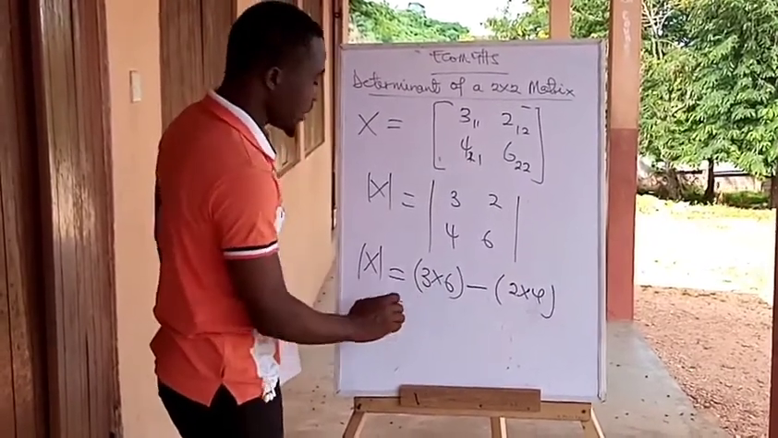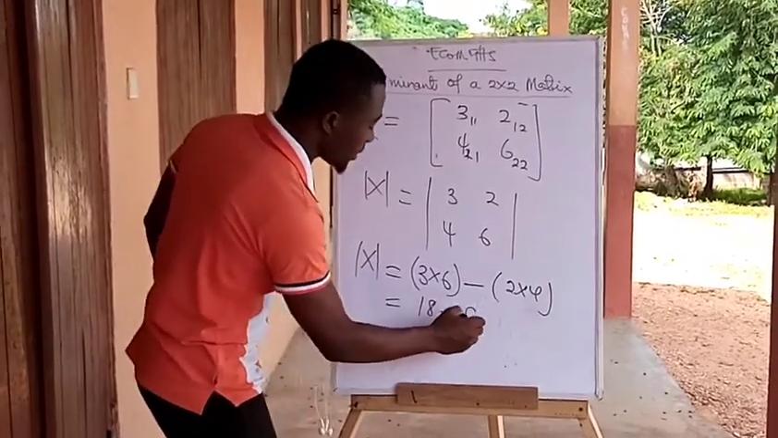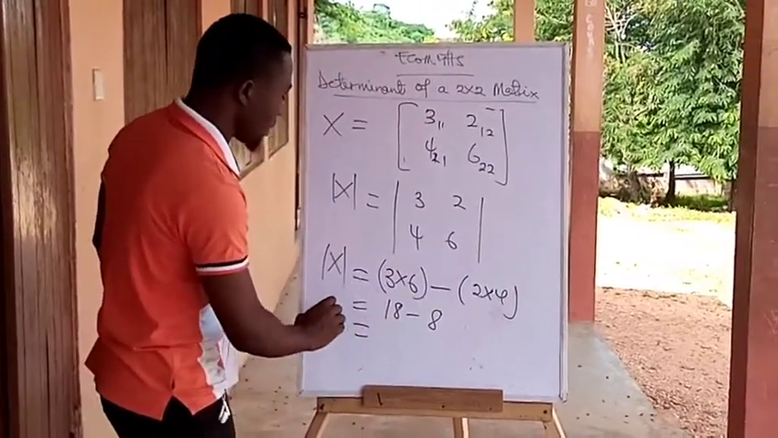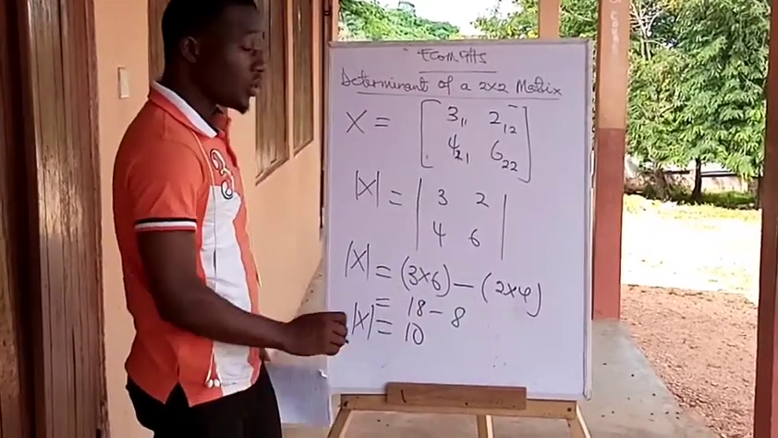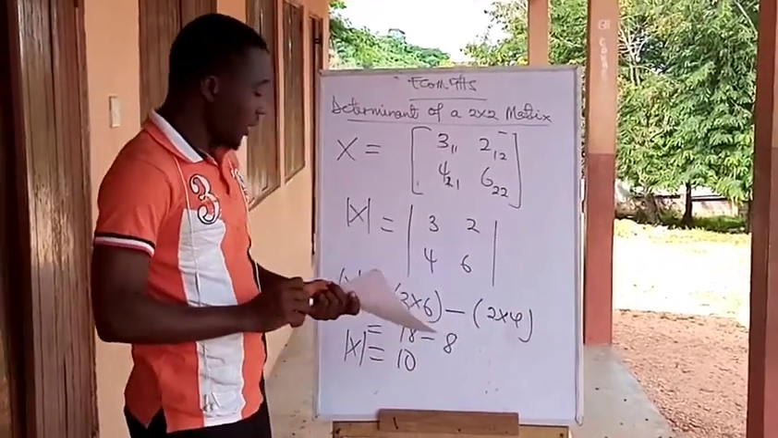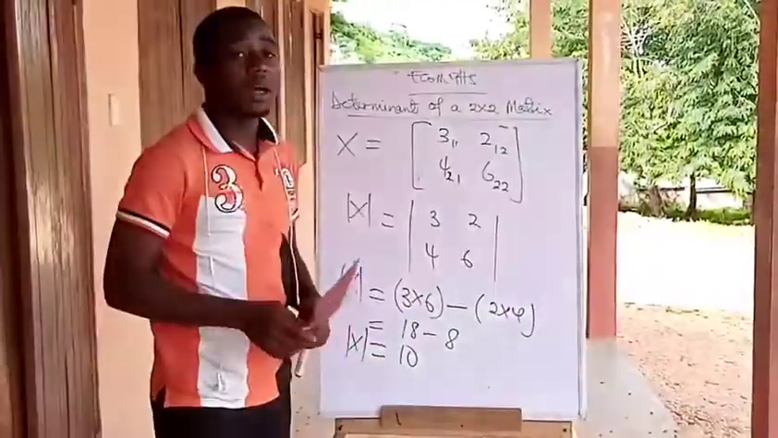So 3 times 6 is 18, and then 2 times 4 is 8. So when you do your subtraction, you are going to get 10. So 18 minus 8 is 10. So we've been able to calculate the determinant of this particular matrix.